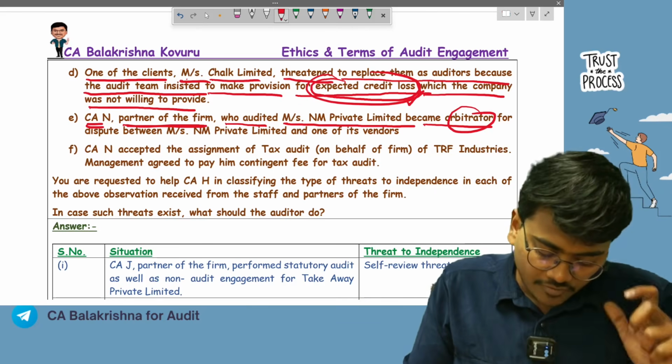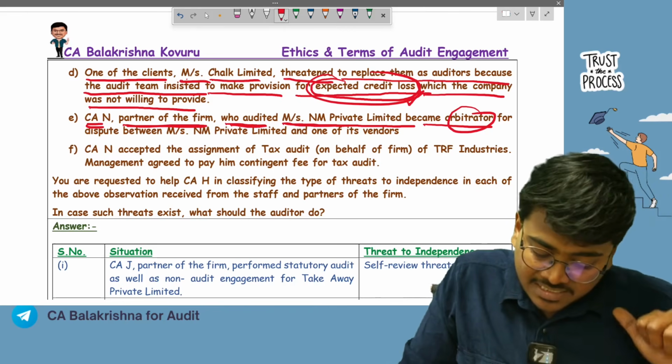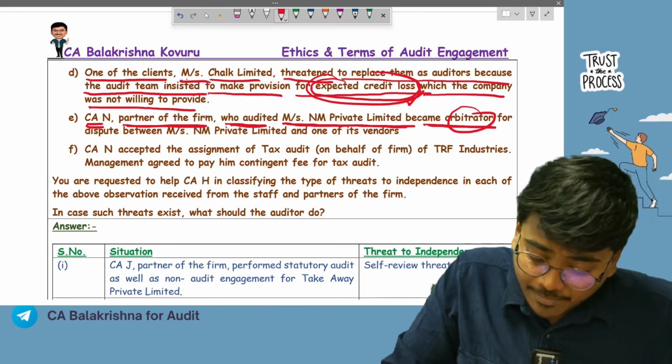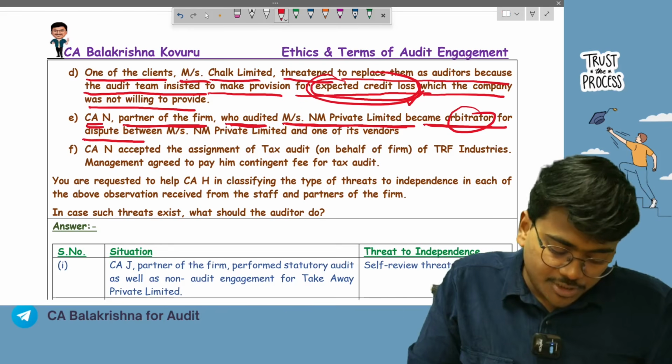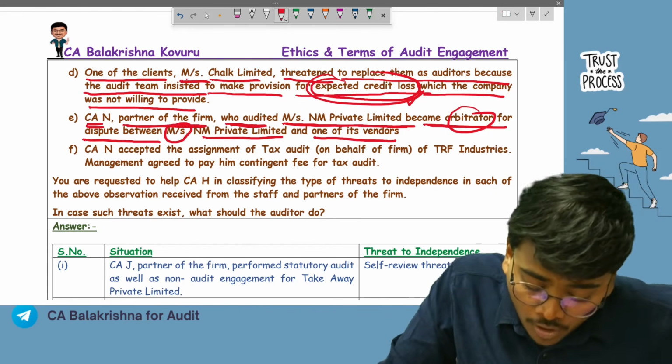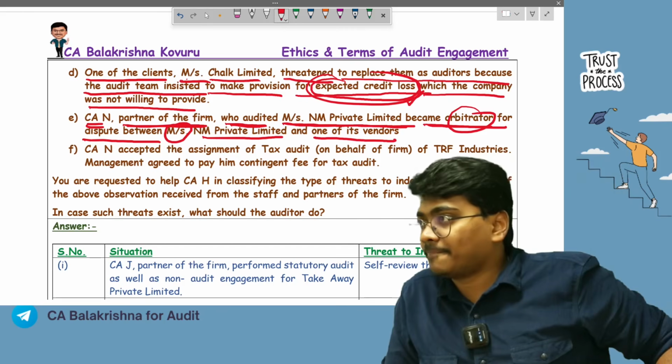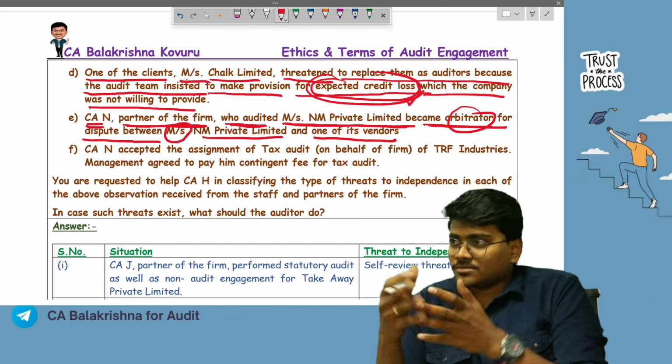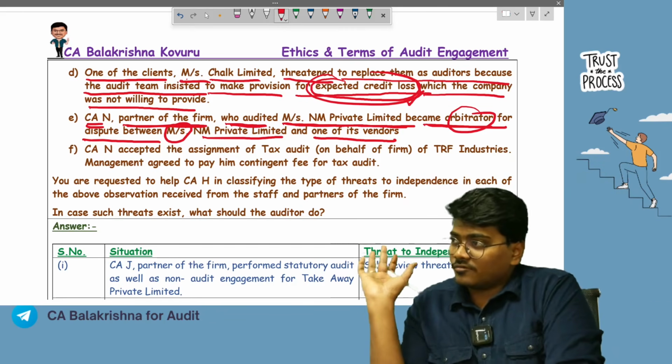CAN, partner of the firm who audited Mrs. NM Private Limited, became arbitrator for a dispute between Mrs. NM Private Limited and one of its vendors. Now, what threat will occur here?